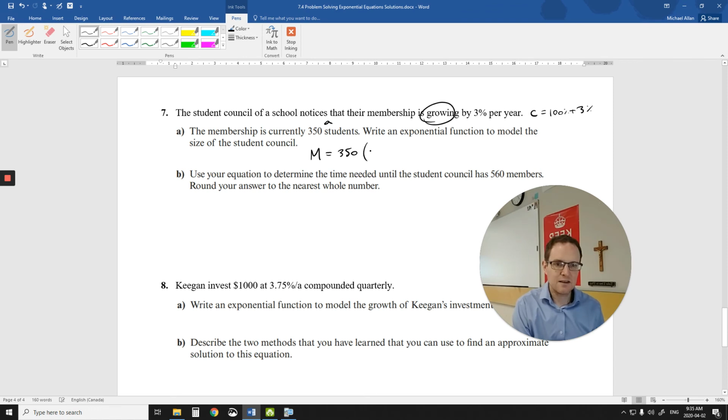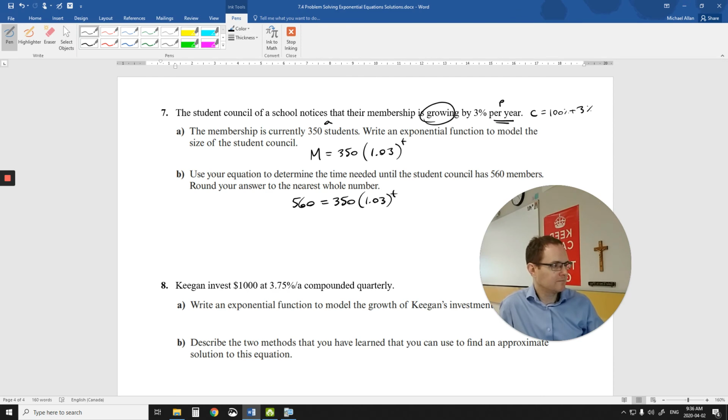350. It is growing by this amount, so 1.03 raised to the power of, because it's per year, my period is 1. Let's say T over 1 if you wanted to. There's my equation. Use the equation to determine when we get 560 members. I want to know when this is going to be equal to 560. Okay, so I'm going to plug that in my calculator.